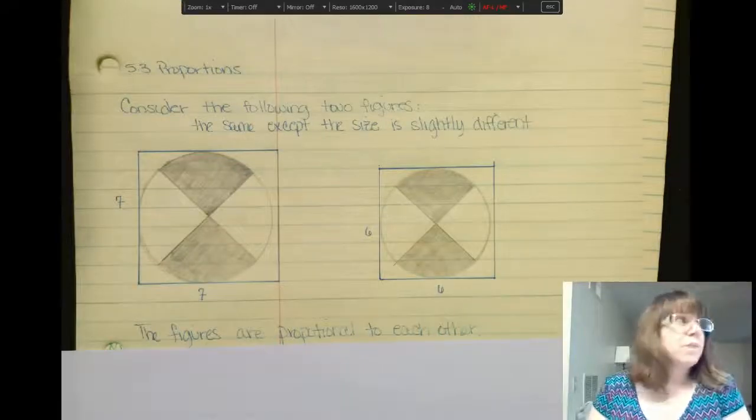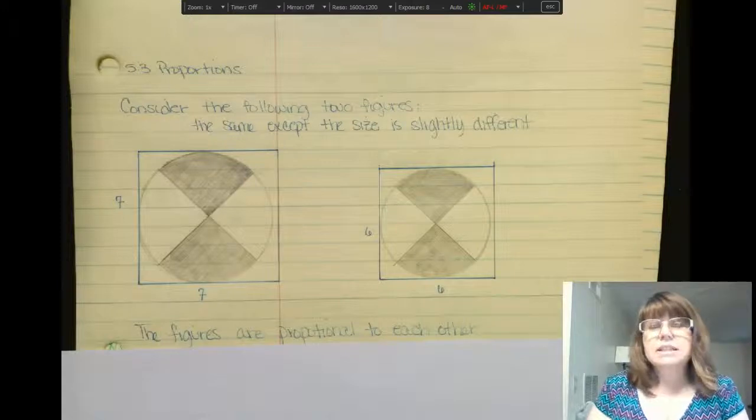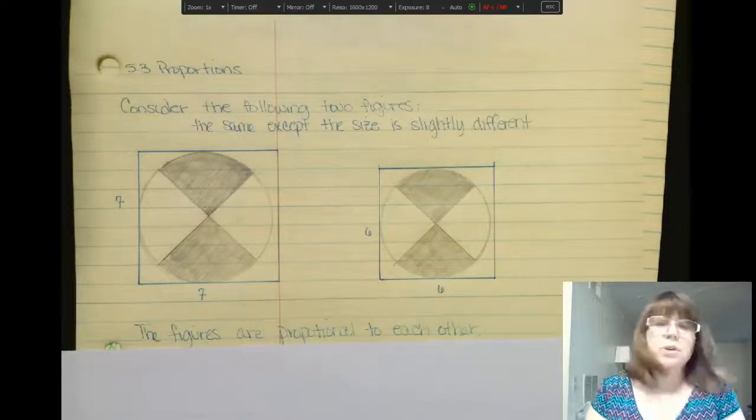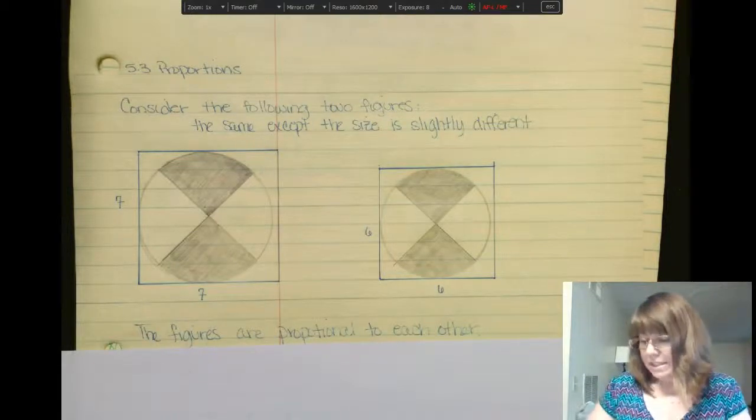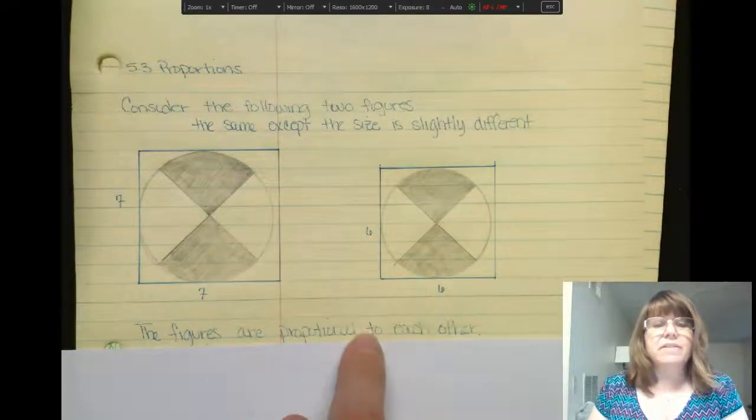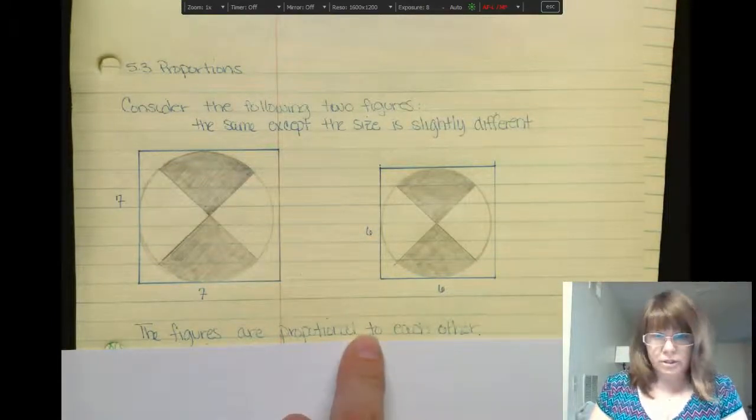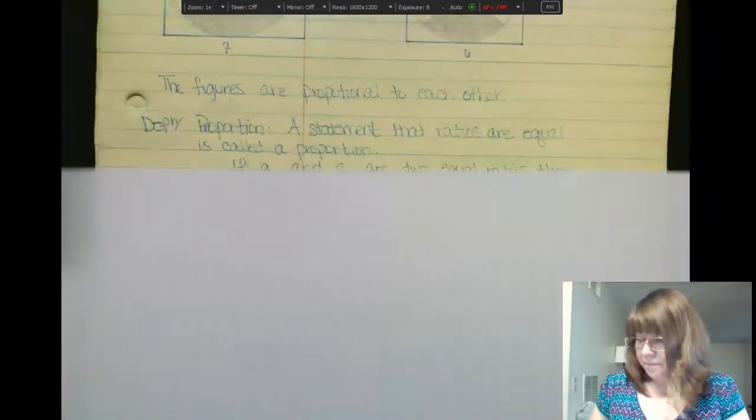Welcome to lecture 5.3. We're going to discuss proportions. So let's consider these two figures, and they're pretty much the same figure except the sizes are slightly different. One is a 7 by 7, the other is a 6 by 6. We can say that the figures are proportional to each other. But what exactly is proportion?